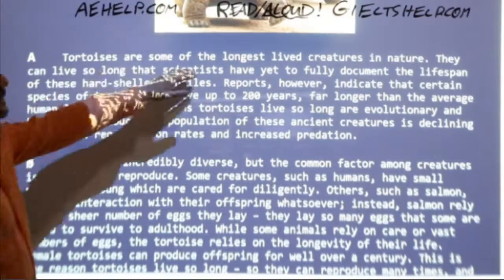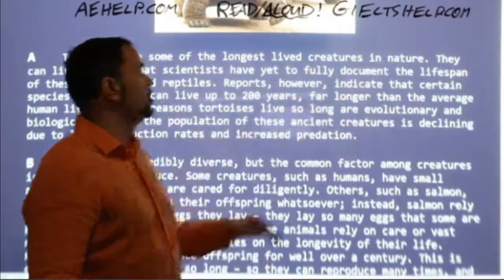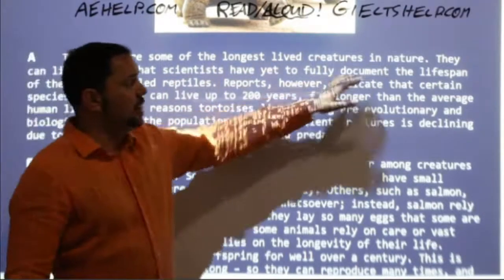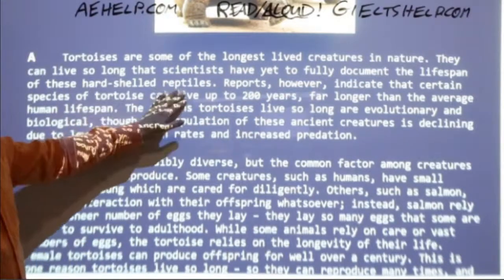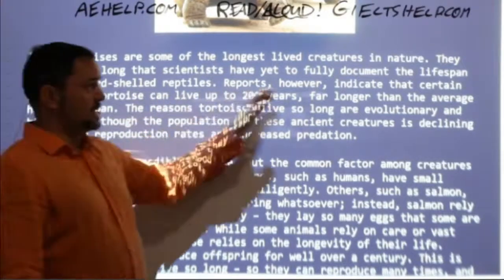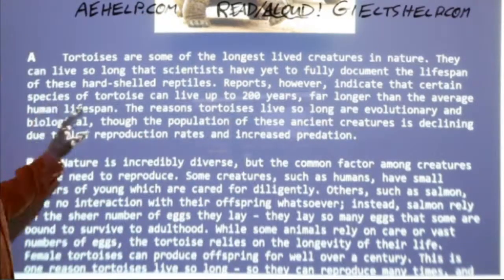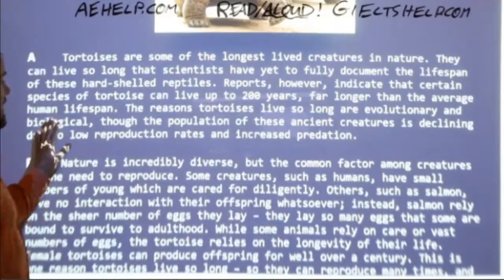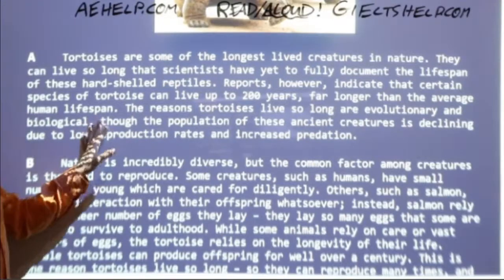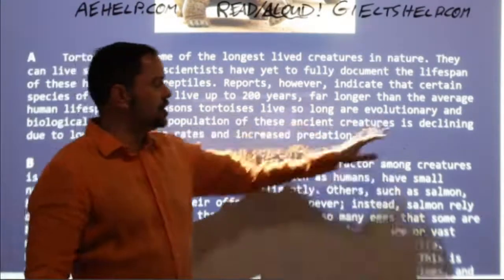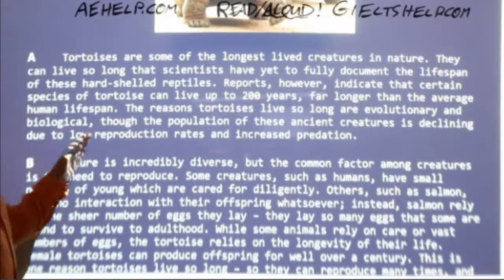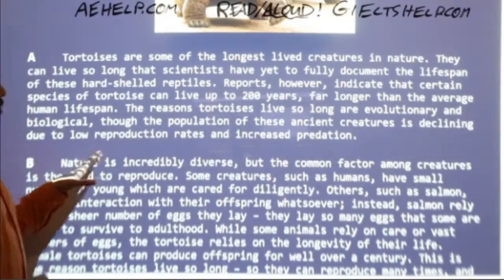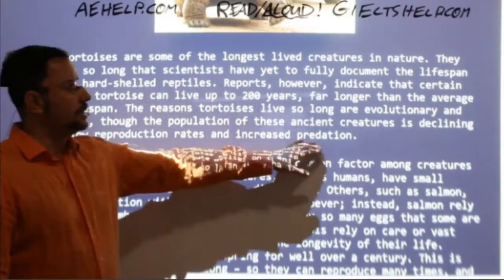Tortoises are some of the longest lived creatures in nature. They can live so long that scientists have yet to fully document the lifespan of these hard-shelled reptiles. Reports, however, indicate that certain species of tortoises can live up to 200 years, far longer than the average human lifespan. The reason tortoises live so long are evolutionary and biological, though the population of these ancient creatures is declining due to the low reproduction rates and increased predation.